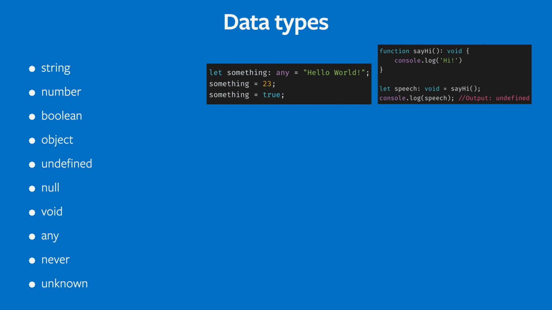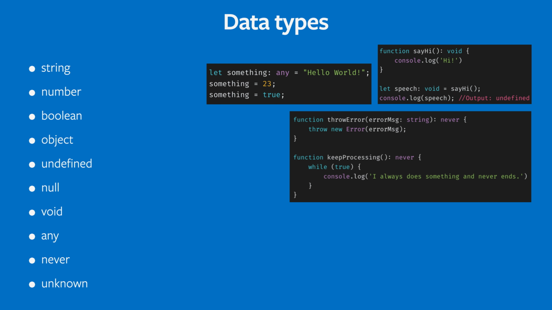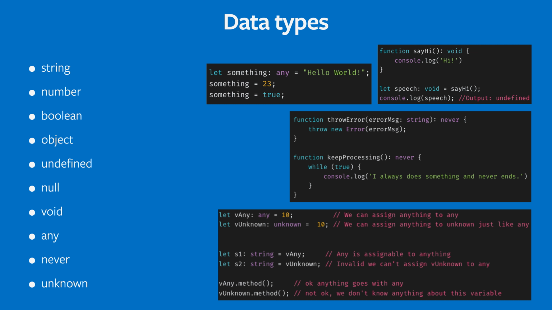For a function, you can specify the same. So basically, it's function, the name of the function, and then in the brackets you specify arguments and their types, and at the end you specify the return type. As we said, for a function that doesn't return anything, it returns void. And the same case goes for never. So if your function throws an error or has some infinite loop, it will return never. The same goes for any and unknown.